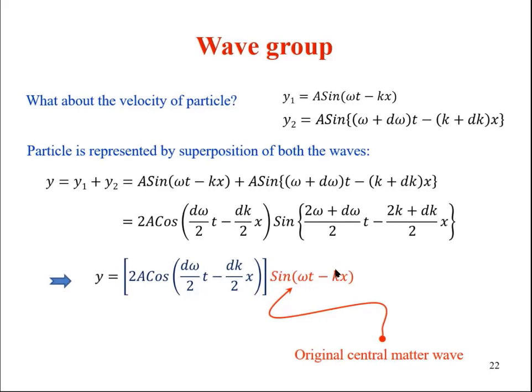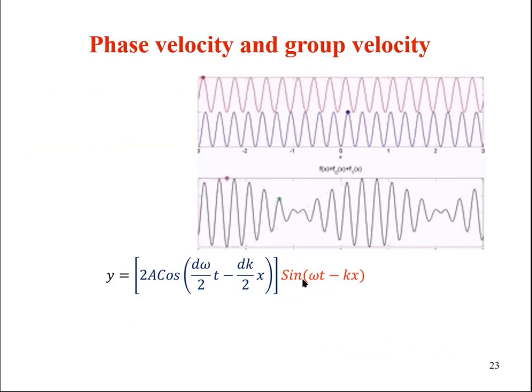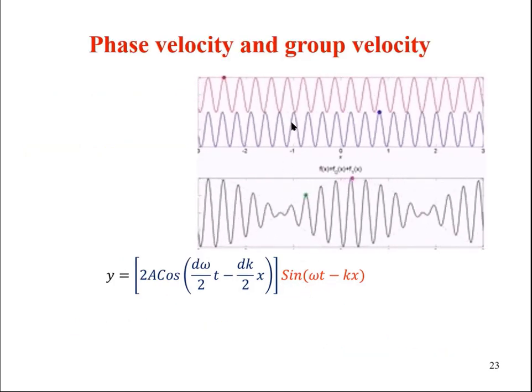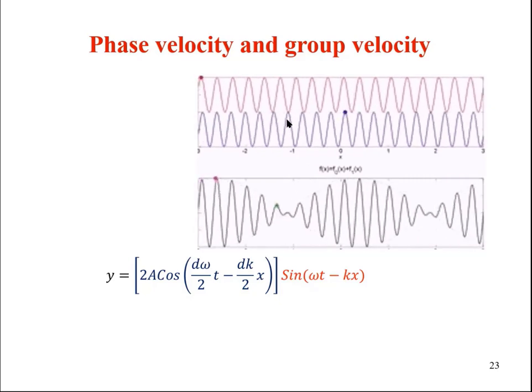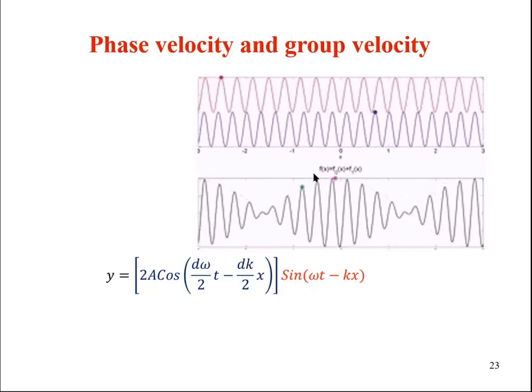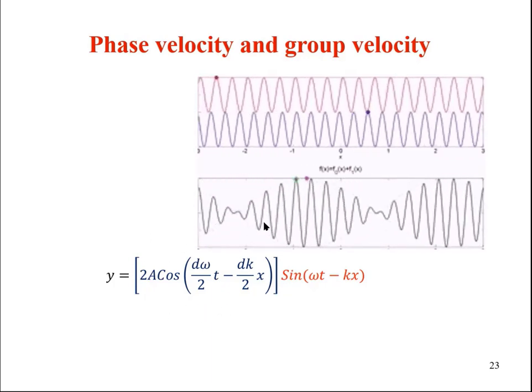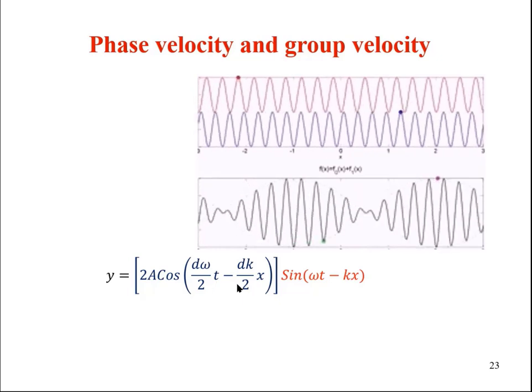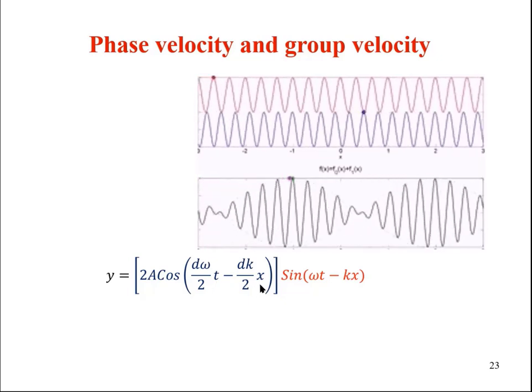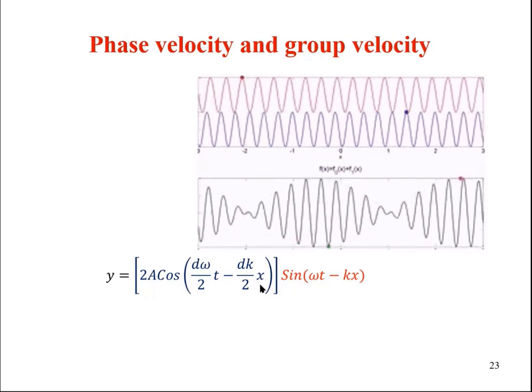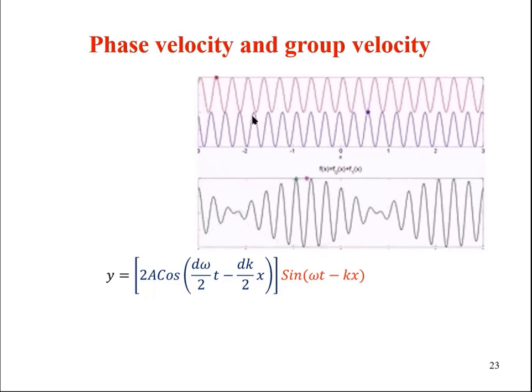Here this factor is due to the original central wave, and this factor is the amplitude of the resulting wave, and this is due to the superposition of two waves. This represents that the superposition of these two matter waves gives the same wave in the resultant, but the amplitude of the resulting wave is different at different times and different positions, and the maximum amplitude is twice the amplitude of either wave.